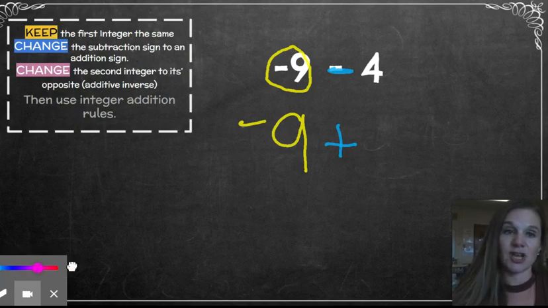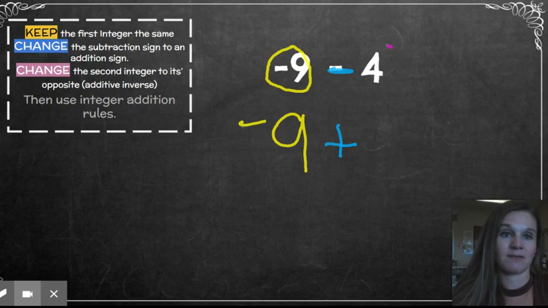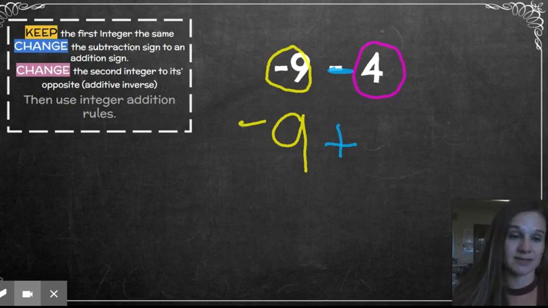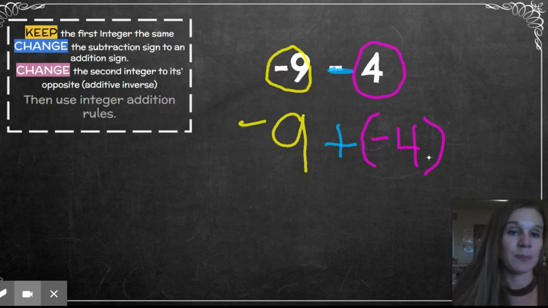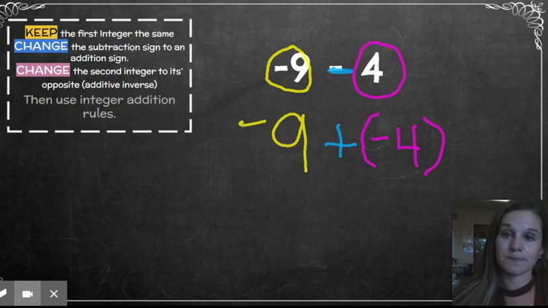And finally, we're going to change this last number, 4. Because it doesn't have a sign in front of it, it's technically a positive. So the additive inverse, or the opposite sign, of +4 would be -4. Just so it doesn't get confusing, I'm going to put it in parentheses since it's right next to that plus sign. So we now have an addition problem, which we're capable of doing already, because we've got -9 plus -4. So we're just going to apply those addition rules.